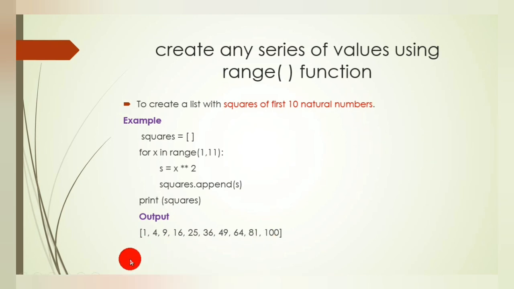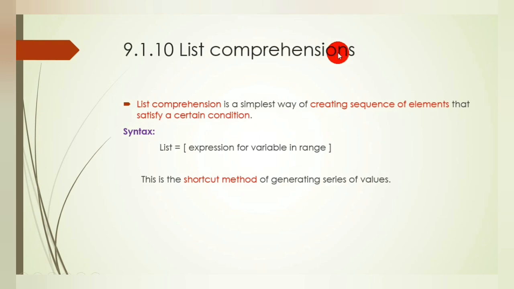Okay, now we move to the next one: list comprehension. This list comprehension is the shortest way of creating a sequence of elements. We can check the list and create the elements by using list comprehension. List comprehension is the simplest way of creating a sequence of elements that satisfy a certain condition. The syntax is: list equal to expression for variable in range. This is the shortcut method of generating a series of values. If we want to create a series of values, we can use list comprehension.